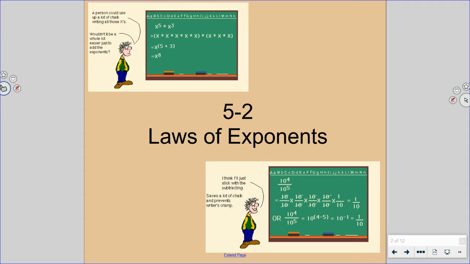Hey, 5-2, Laws of Exponents. That's Chapter 5, Lesson 2. We're continuing to learn about how to simplify expressions, how to represent numbers. And so here we go.